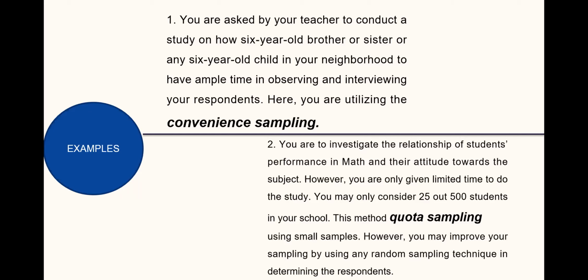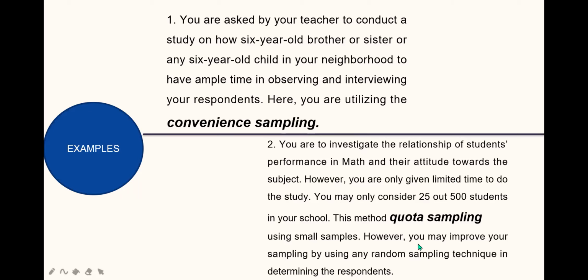Okay, so number 2 is what we call quota sampling. What is quota sampling? For example, you are to investigate the relationship of students' performance in mathematics and their attitude towards the subject. However, you are only given limited time to do the study. So you may only consider 50 out of 500 students in your school. This method is what they call quota, using a small sample. Yes, you have a sample, but by using quota sampling, based on that sample, you're going to draw another sample from the larger population.